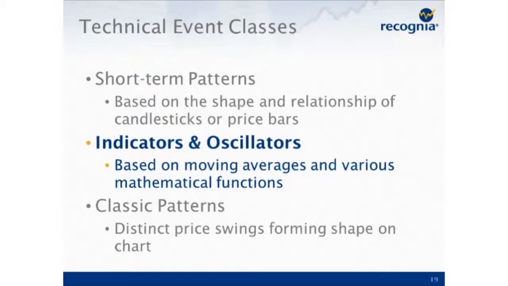Let's move on and talk a little bit about the indicators and oscillators. And again, indicators and oscillators are probably the best known type of technical events, and they're typically based on moving averages and various mathematical functions.